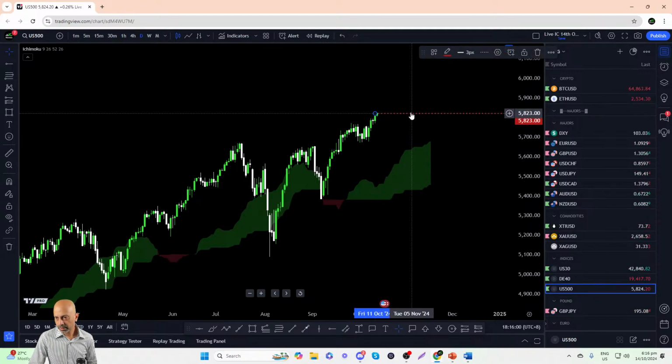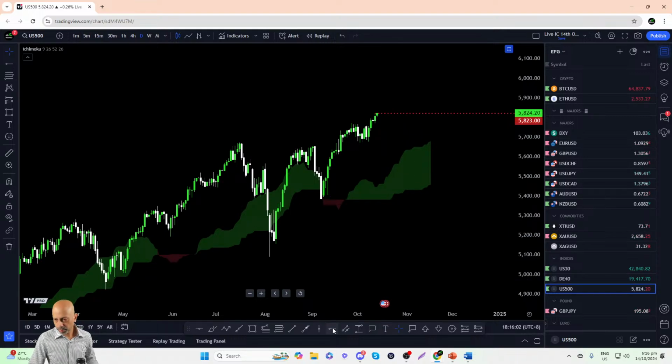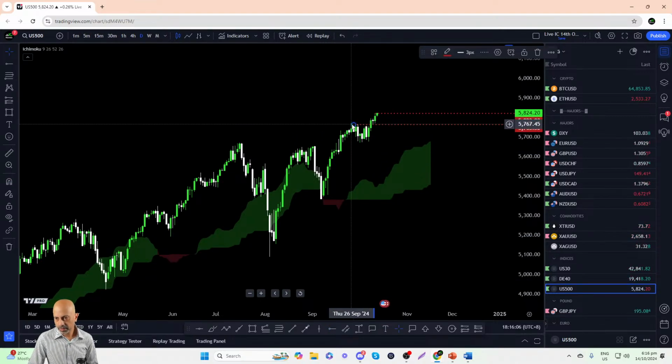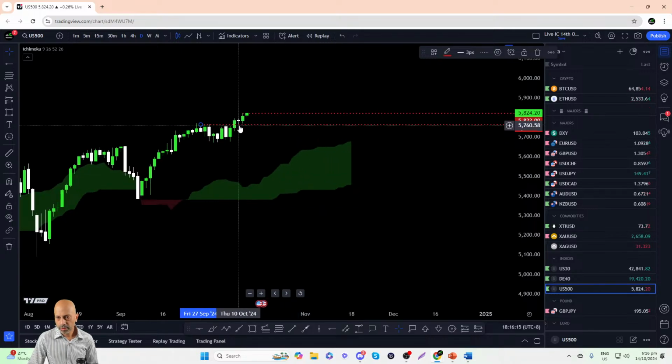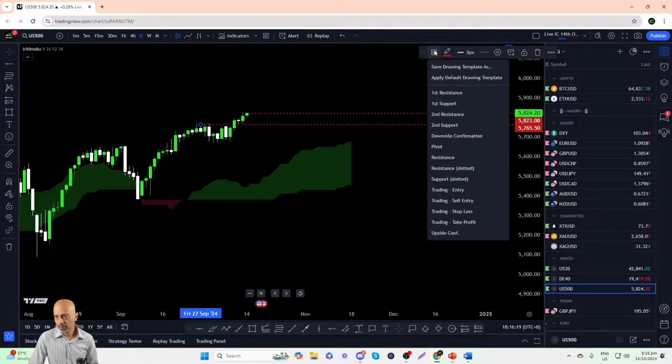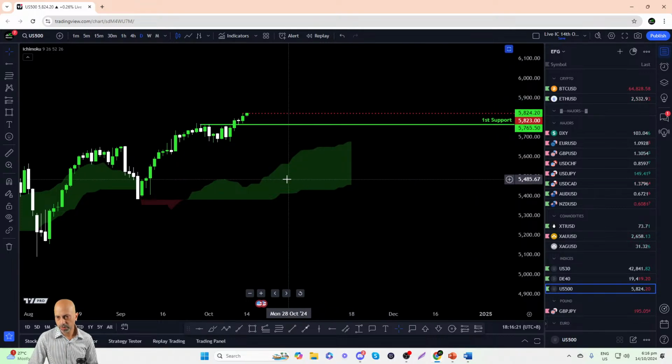Okay, wait. So this is just the intraday all-time high. First support. Let's try and identify the first support right here. We can see US 500 running the resistance at 5,765 at the end of September, right? And after which it functioned as support on 10th and 11th of October, creating a pretty decent overlap level, which we can identify as the first support here.